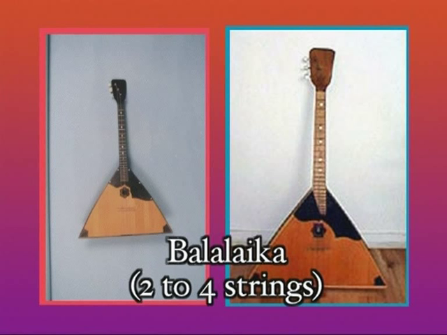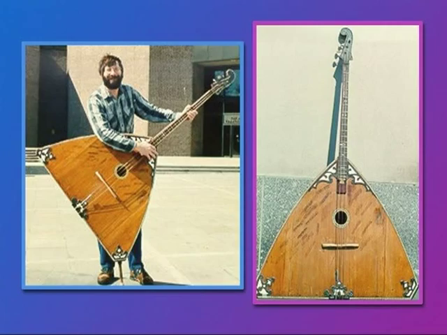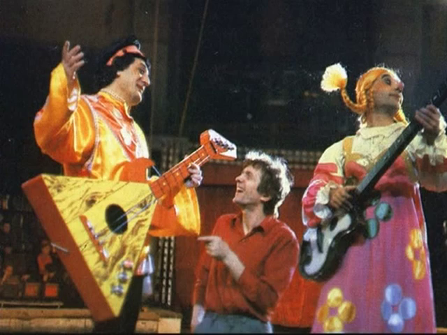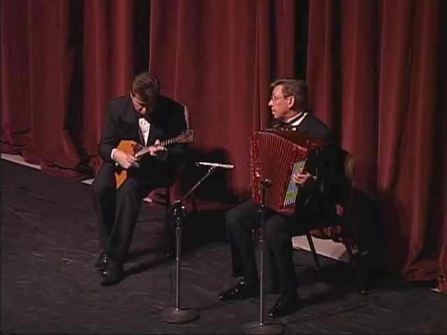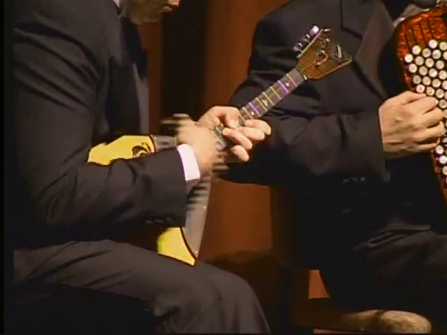Balalaikas may have 2 to 4 strings, but most have 3 strings. They vary in size. Some balalaikas are so large they must rest on the floor, but most are much smaller. The balalaika circulated throughout Russia with only 2 strings until the 16th century, when Ivan the Terrible lived up to his name and banished all court minstrels and wandering musicians. The instrument disappeared for a long time and it did not emerge again until the 18th century.